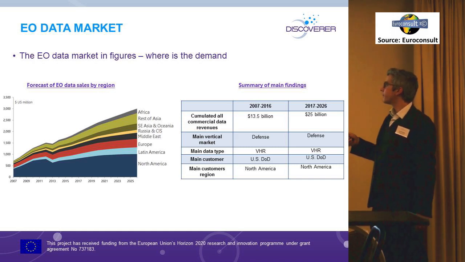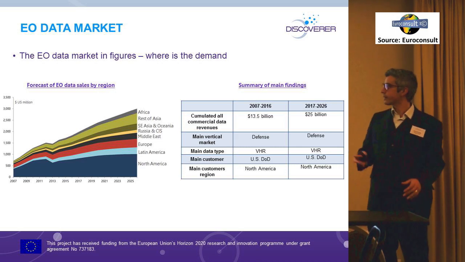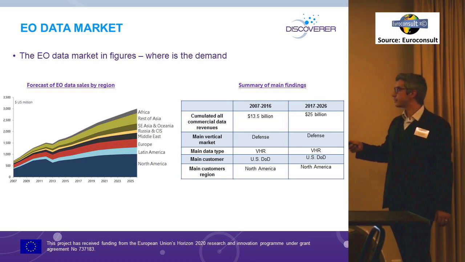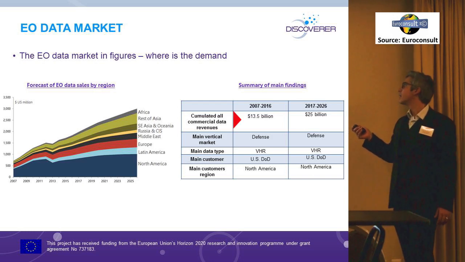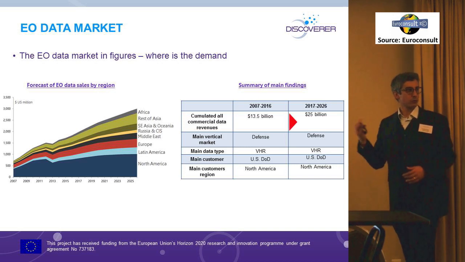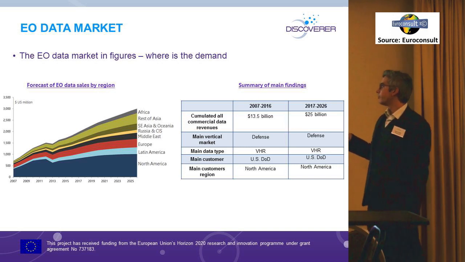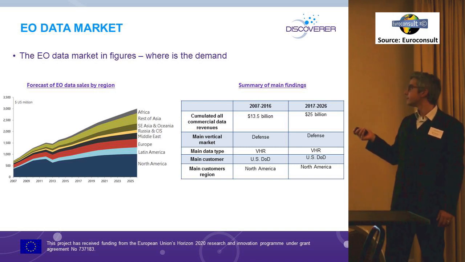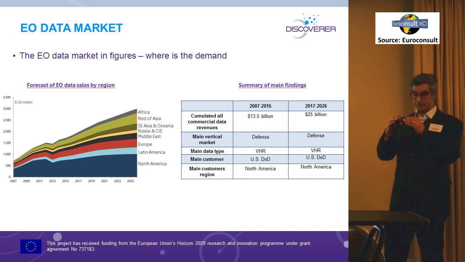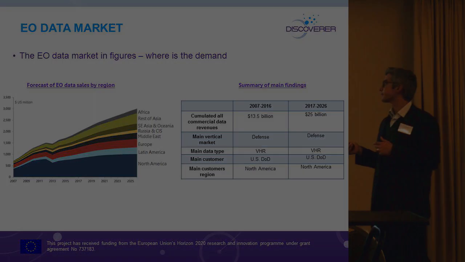So the summary of main findings on this data market: we have in the last 10 years accumulated commercial data revenues of 30.5 billion. In the next decade, we expect that this will almost double, up to 25 billion. Main vertical market will keep being defense with very high resolution data. The US DoD will be the most demanding user, but the share and the proportion will change. So this is important to keep in mind.